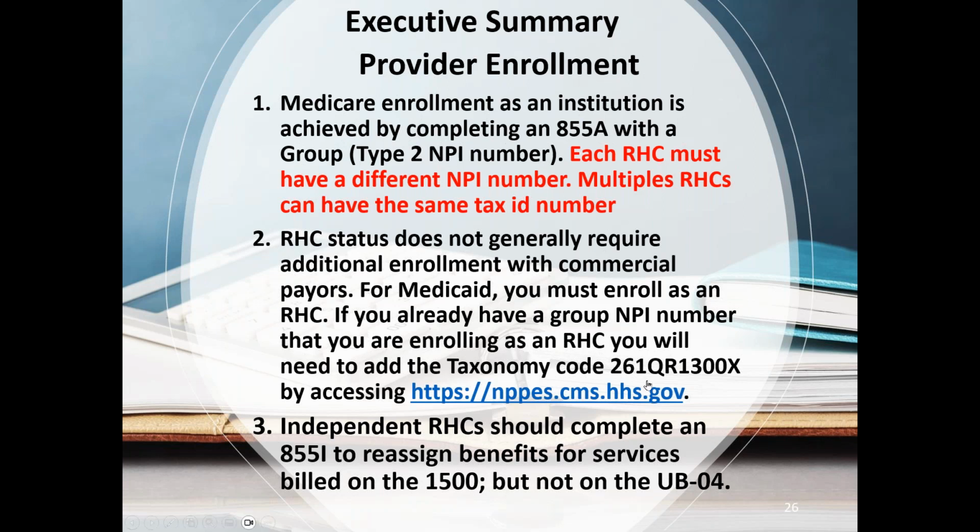261QR1300X. And then independent RHCs, there's no longer an 855R. They've done away with that. It's now an 855I, or you can use PECOS to reassign benefits. These are for services that are billed on the 1500, your labs, technical components, all of that. You do have to get reassigned. You don't have to reassign for services on the UB04.